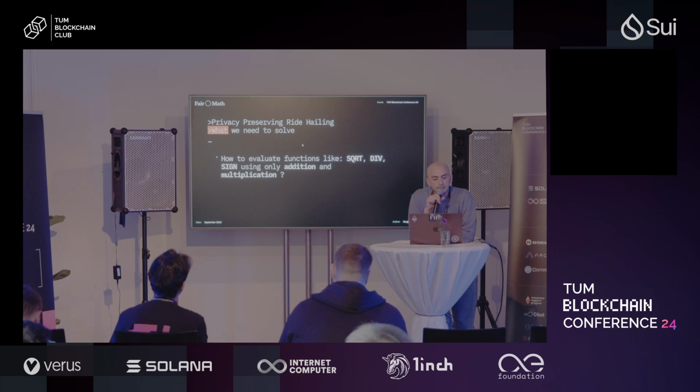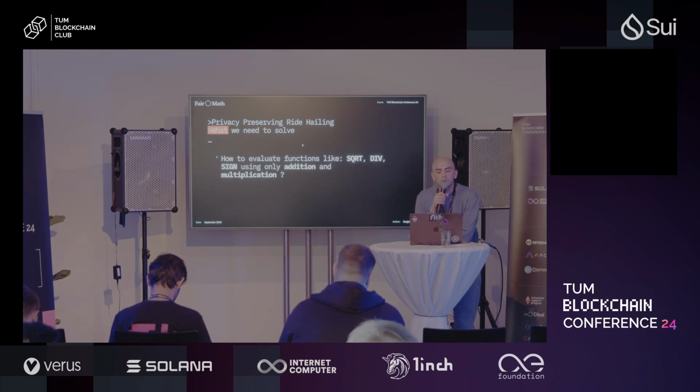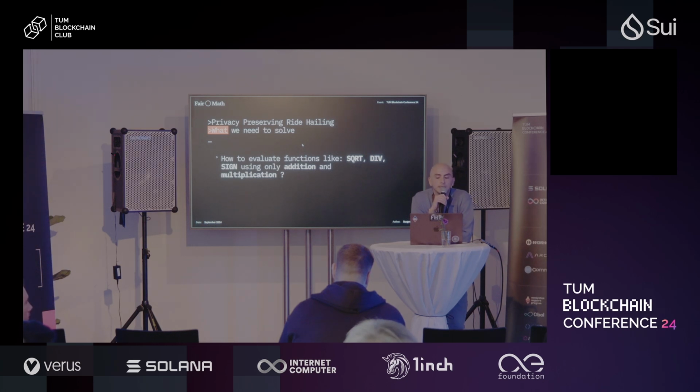And the problem here is that during the solving of these tasks, we will need to evaluate some functions like square root, division, and addition, but we can do only addition and multiplication. And it's not obvious how you can evaluate the square root function if you can do only addition and multiplication. For sure, the obvious approach is to use some polynomial approximation. But the problem here is that it may be too expensive. At the same time, it may not be so accurate, and sometimes it's not a good deal.